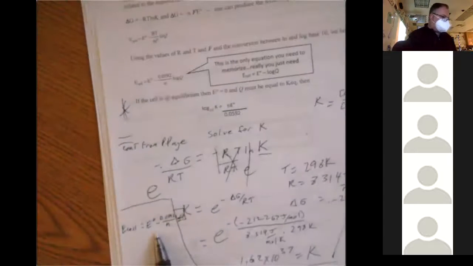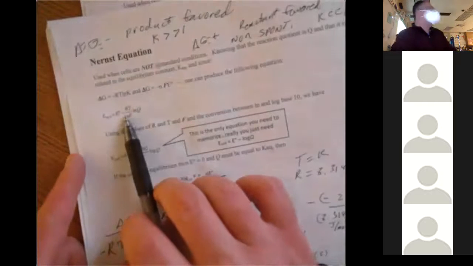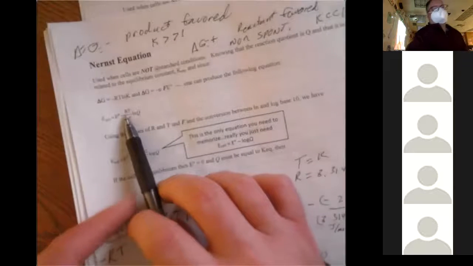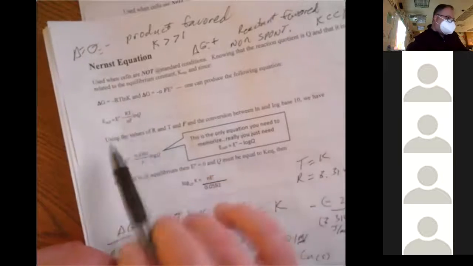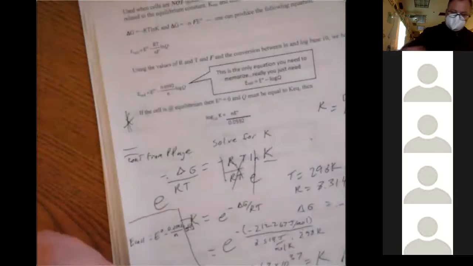So you will have that on there, and it is in this format right here, right? Yeah. So then you would have to use the R constant, the one that deals with joules, the 8.31, and temperature, and then they give you also Faraday's constant. Should be good from there.